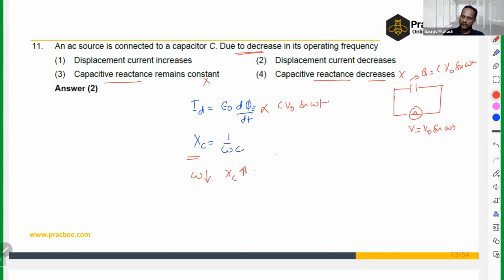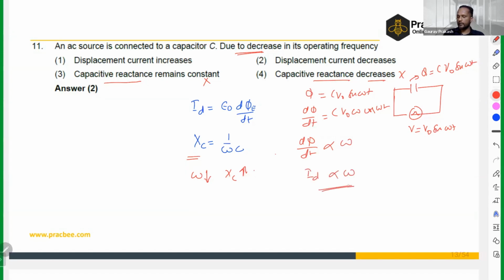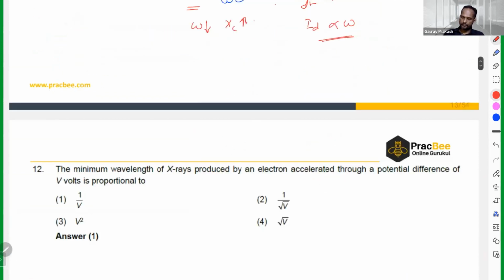That means this flux is proportional to CV naught sine omega t. So d phi by dt is proportional to CV naught omega cos omega t. So we see that d phi by dt is directly proportional to omega. So displacement current will also be directly proportional to omega. So if omega decreases, the displacement current will also decrease.